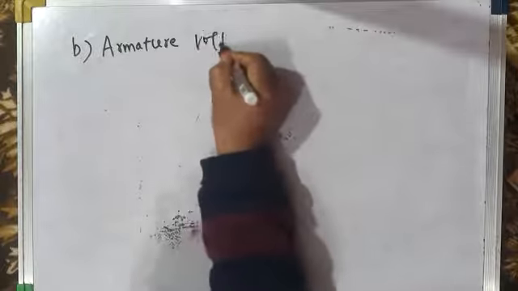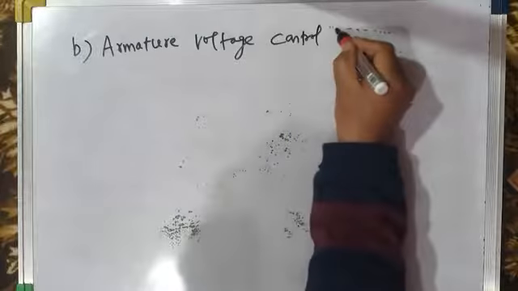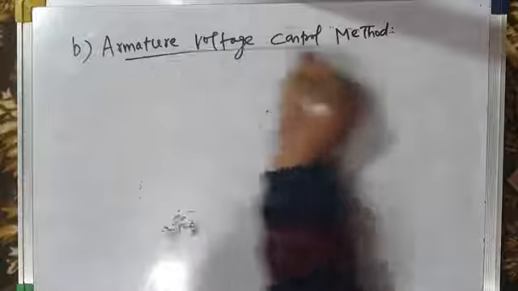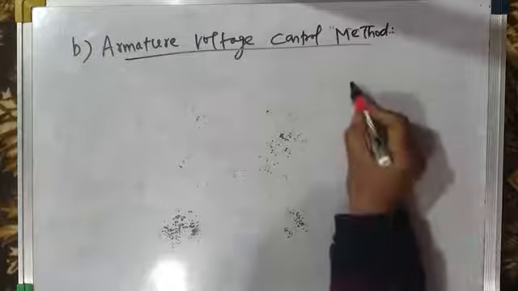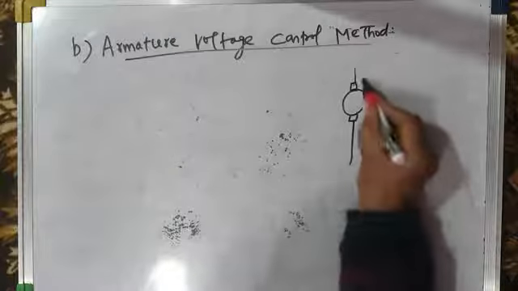The second method of speed control is the armature voltage control method. In the armature voltage control method, we are not putting any external resistance in series with the armature. We are not putting any resistance in the path of current. We are changing the source voltage itself, the DC input voltage across the motor armature terminals.